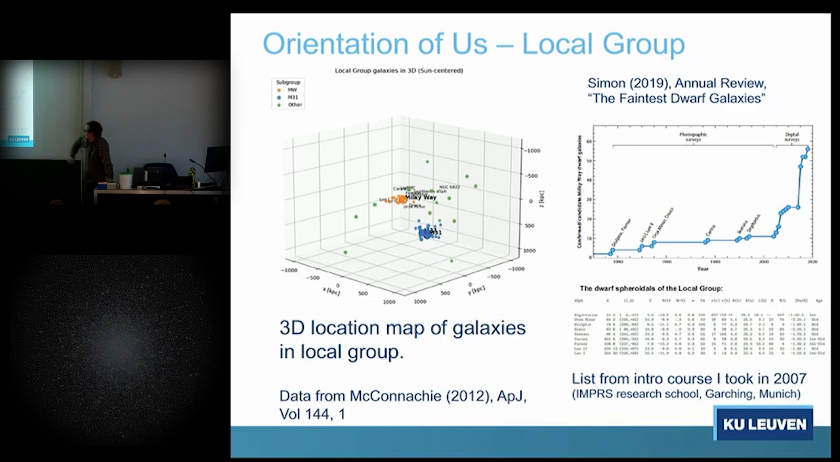Now, here is a typical illustration. This is a list of the known dwarf spheroidals in the Local Group in the intro course I took in 2007, which was from the IMPERS research, and then we knew about like 9 of them.